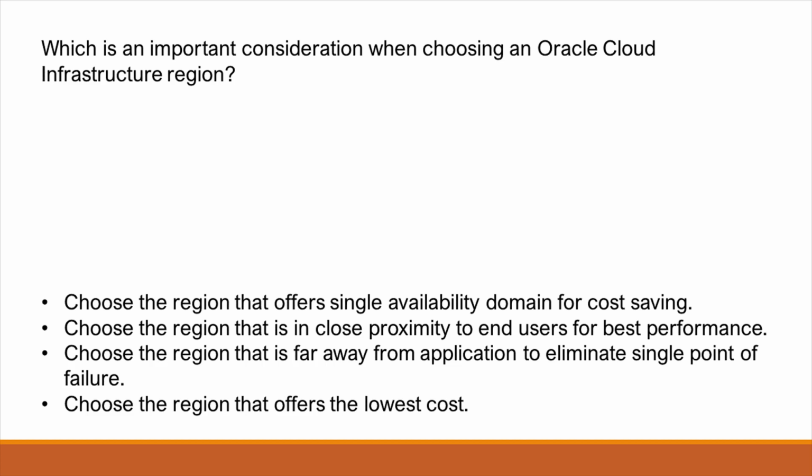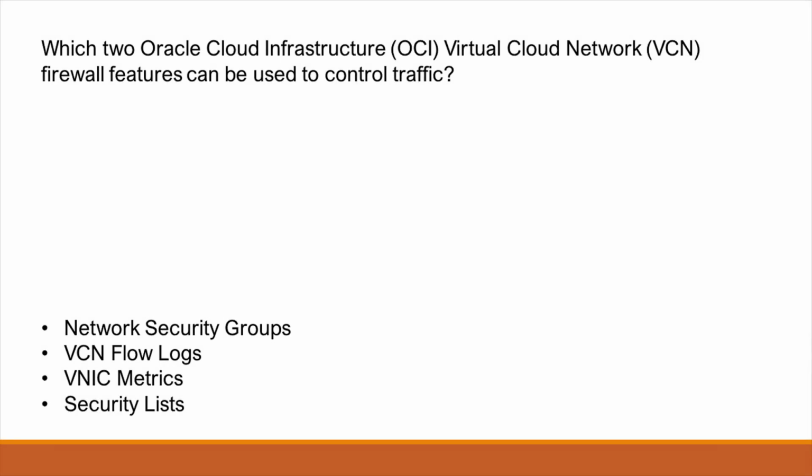Choose the region that is in close proximity to end users for best performance. Choose the region that is far away from application to eliminate single point of failure. Choose the region that offers the lowest cost. Correct answer for this question is option 2, choose the region that is in close proximity to end users for best performance, because when we need to provide best performance for any application, we should always choose nearest location from end users.